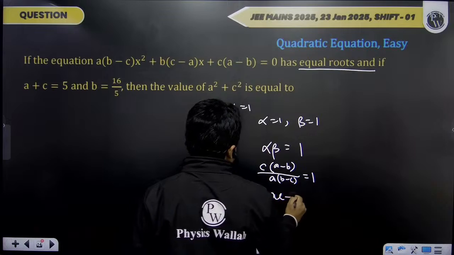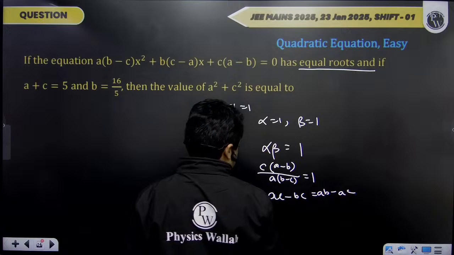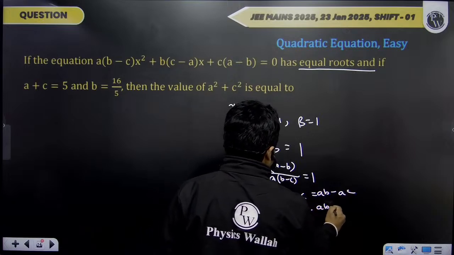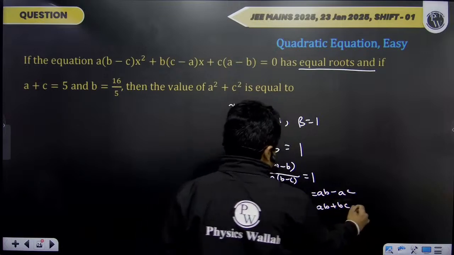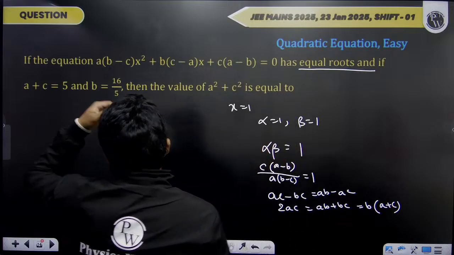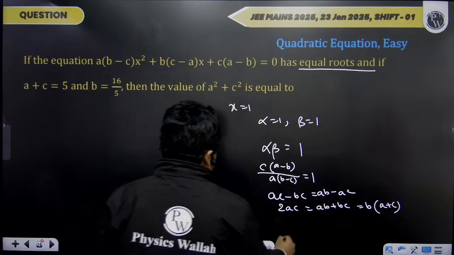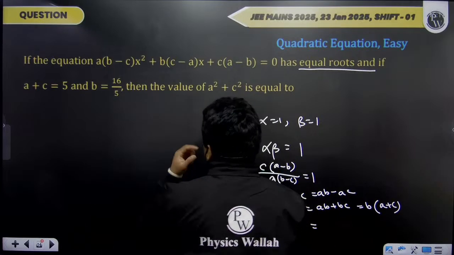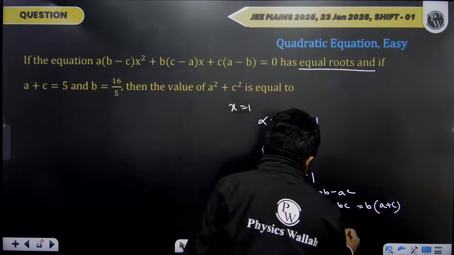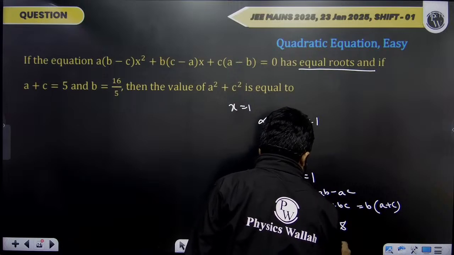So AC minus BC equal to AB minus AC. So we can say 2AC equal to AB plus BC. So if we take B common, B into A plus C equal to 2AC. Now they have given A plus C equal to 5 and B equal to 16 by 5. So therefore 2AC will be equal to 16 by 5 into A plus C. A plus C equal to 5, so 5 cancelled. So 2AC equal to 16, right?